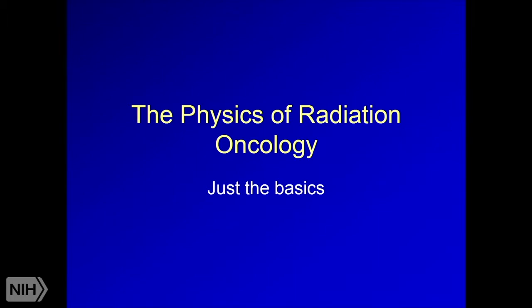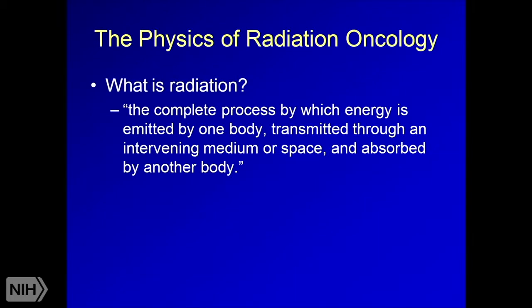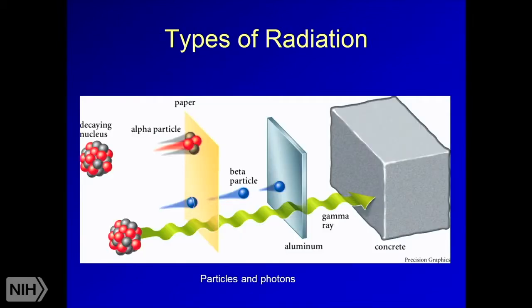So if we just do a couple of the basics of radiation oncology, and look at the definition of radiation, it's the complete process by which energy is emitted by one body, transmitted through an intervening medium or space, and then absorbed by another body. There are multiple types of radiation, and this is one of the classic slides I show. This is demonstrating a couple different types of radiation. So you see here alpha particles, beta particles, and gamma rays, as well as photons.